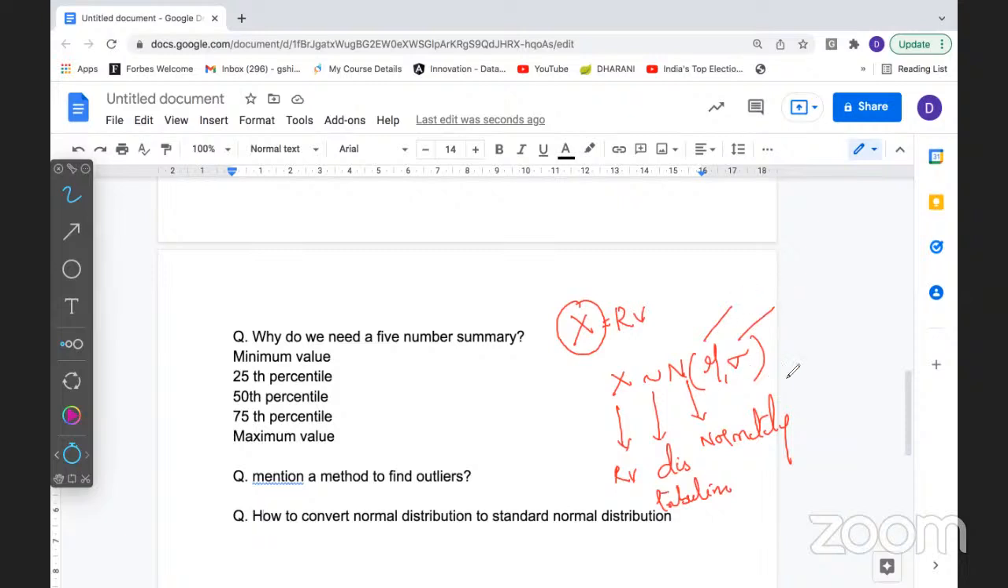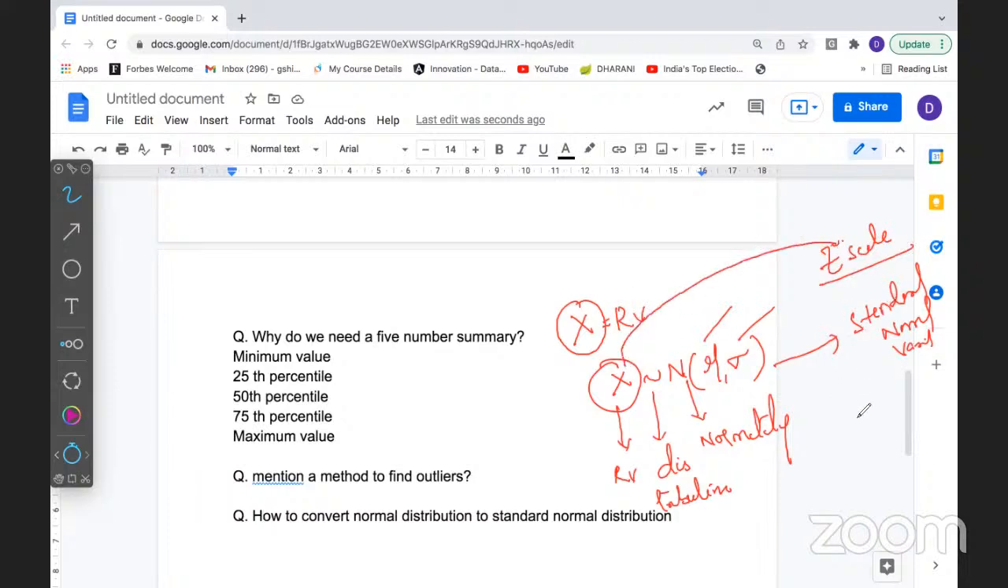So when you convert this into a standard normal variable, you are measuring your X on a Z scale. If you convert this X to the Z scale, mu will become 0, standard deviation will become 1. And the formula you opt for here is Z equal to X minus mu by sigma.